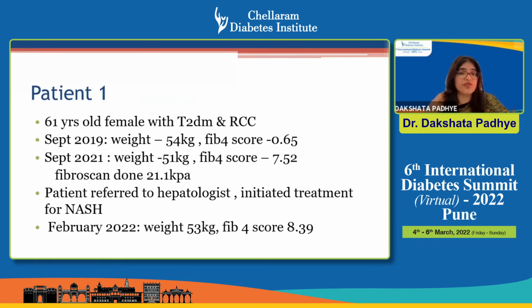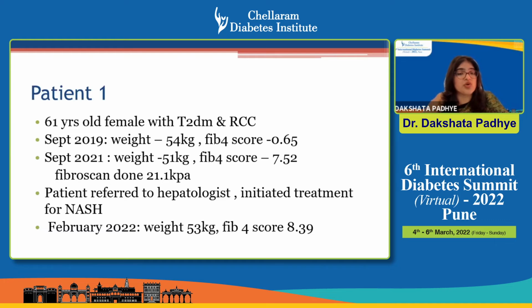I'm going to just discuss a few of the patients. All these patients were asymptomatic. They were routinely subjected to FIB-4 score as a protocol. The first patient is a 61-year-old female with past history of RCC. In 2019, pre-pandemic, her FIB-4 score was 0.65. In 2021, during her routine evaluation, FIB-4 score was found to be 7.5, which was very surprising. And we did FibroScan for this patient.